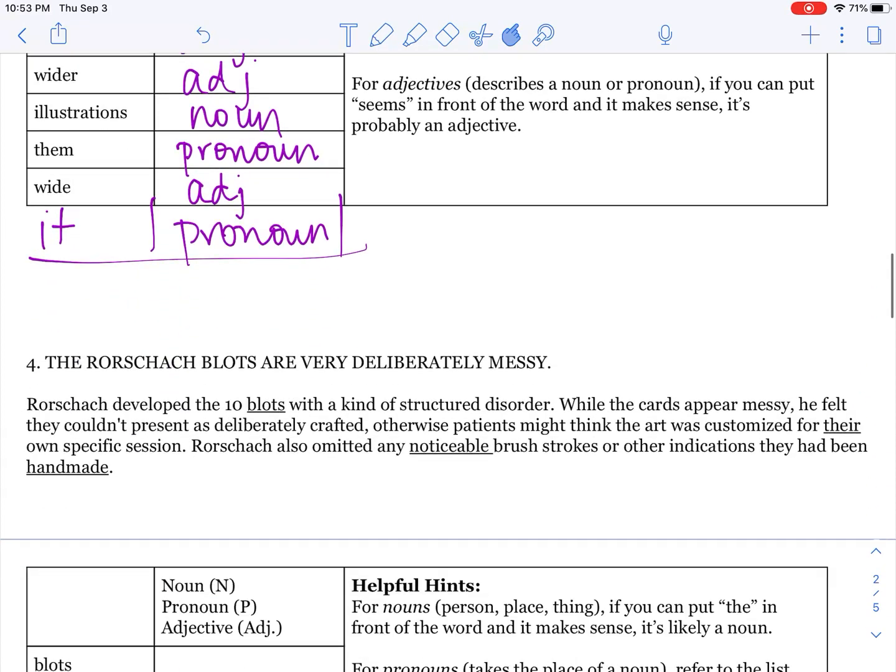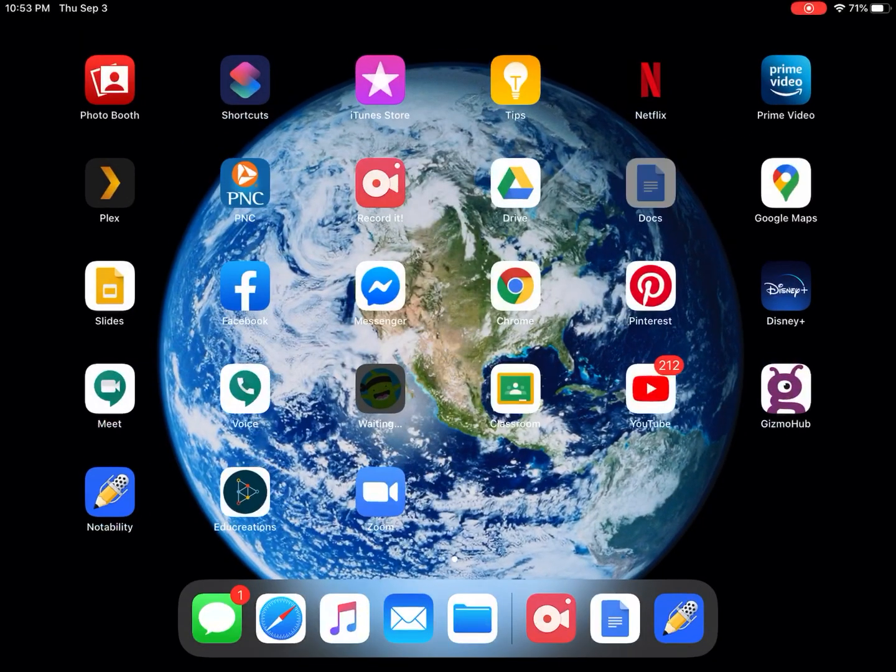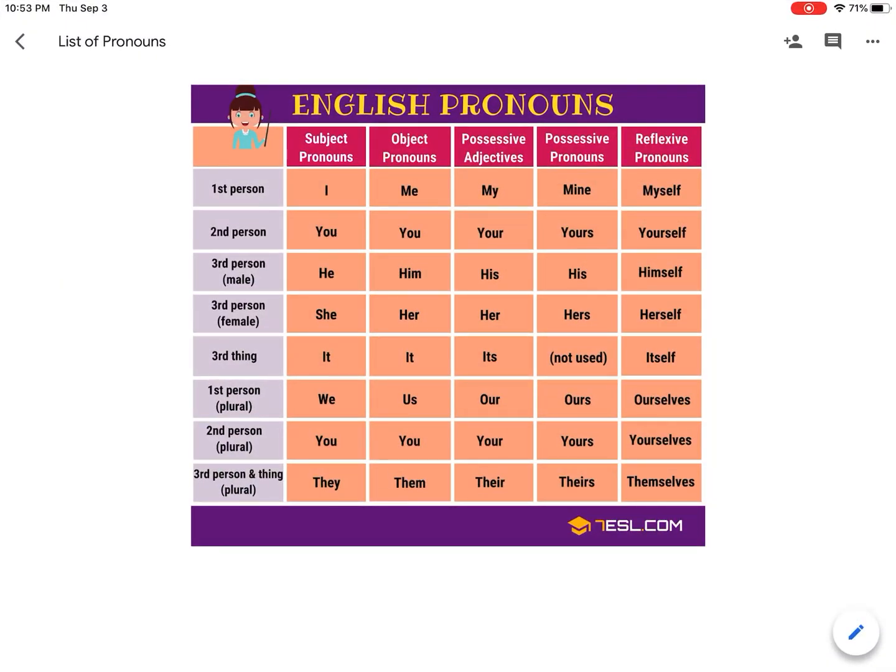Okay, so your task is to do the remaining 6, just like that. You've got this form on Google Classroom.